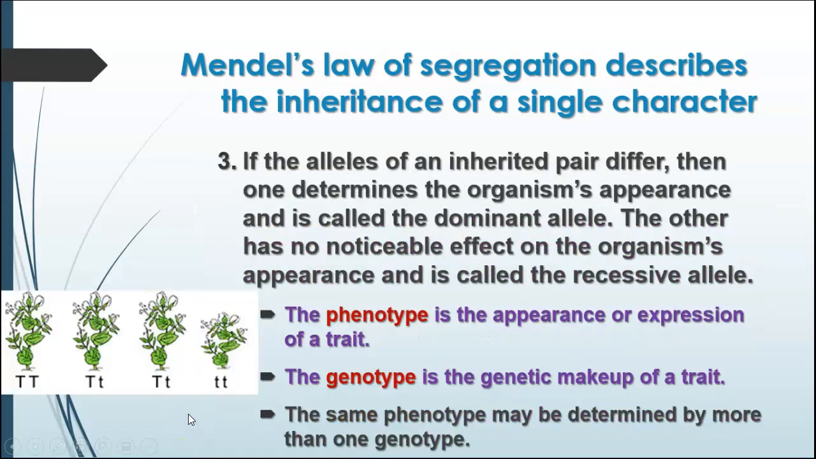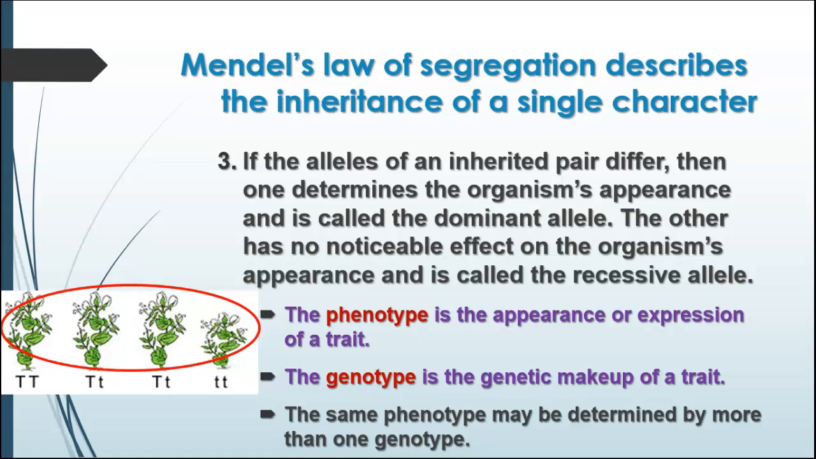Number 3, if the alleles are different, then one of them is going to determine the appearance. That's called the dominant allele. The other one doesn't really have much noticeable effect on the appearance and is called the recessive allele. What we call the physical appearance or the expression of the trait is called the phenotype. If you think phenotype, physical, that kind of helps you remember that that's referring to the expression of the trait. Sometimes it is something that you can see, as in the height of the plants that are shown here in the picture. Other times it's not.